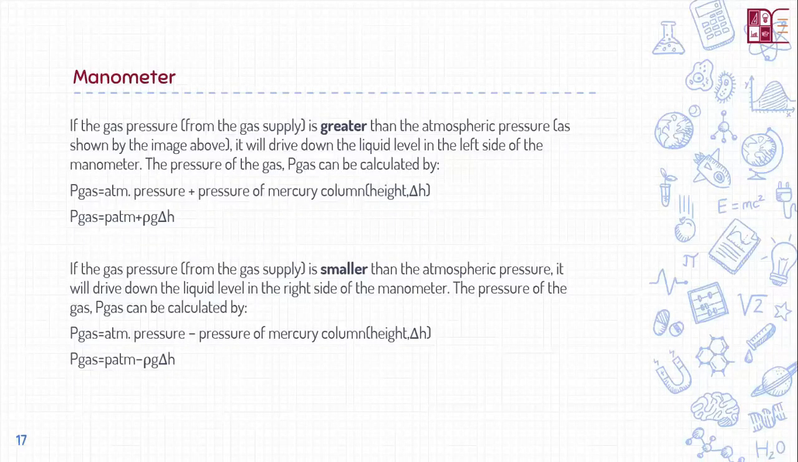If the gas pressure from the gas supply is smaller than the atmospheric pressure, it will drive down the liquid level in the right side of the manometer. The gas pressure can be calculated by atmospheric pressure minus the pressure of the mercury column change in height.